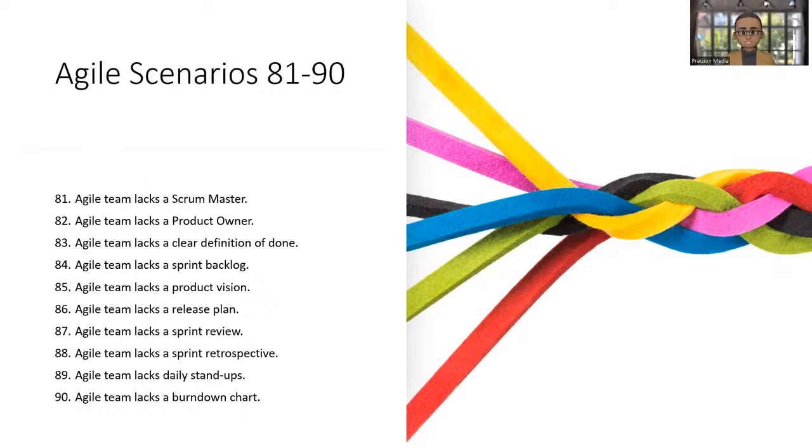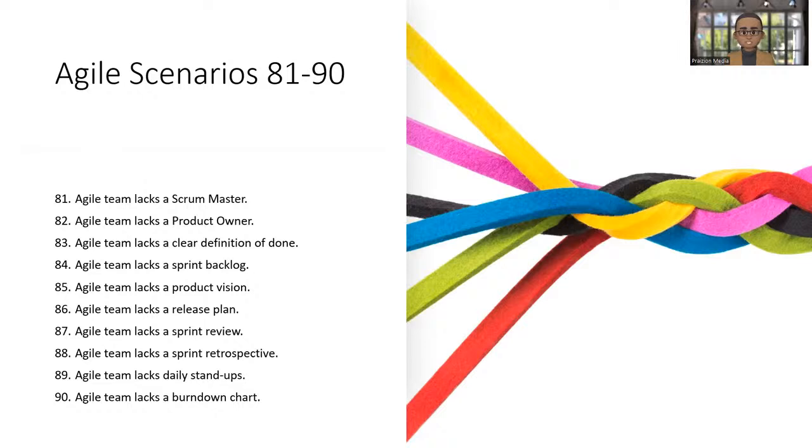a sprint backlog, product vision, a release plan, if the team lacks a sprint review. What about if a team lacks a sprint retrospective? Who do you think is accountable? What does the Scrum guide tell you about the role of the Scrum Master? It says the Scrum Master should ensure that all events take place and are productive.